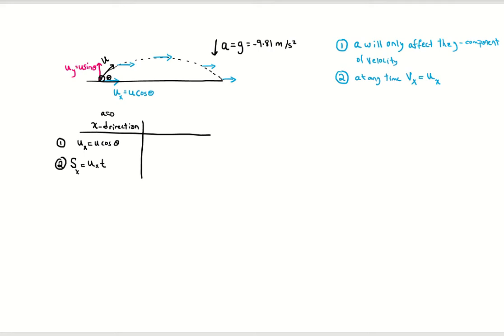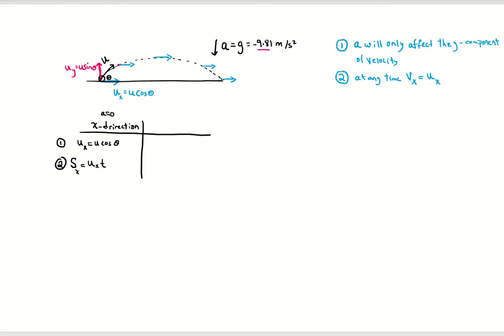Now, if you look at the y direction, what's happening? If you look at this instant of time, of course, let's say this is after 1 second, this velocity right here is going to decrease by this value every second. Why is this?